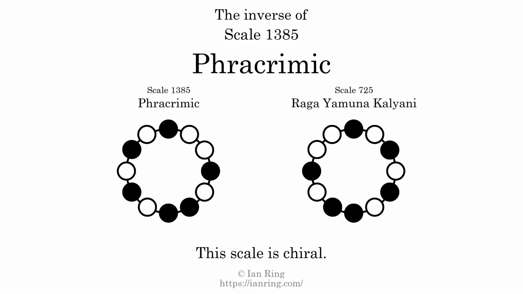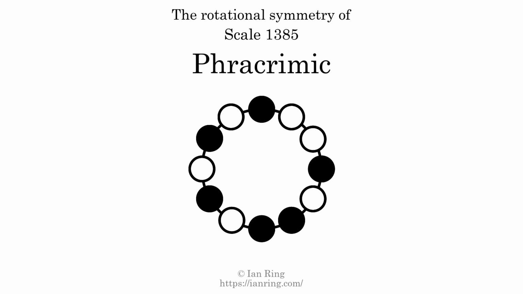The inverse of a scale is a mirror image. It is what you get when the sequence of intervals is reversed. The inverse of this scale is scale 725, also known as Raga Yamuna Kalyani. This scale is chiral. It cannot transform into its inverse by rotational transformation. This scale has no rotational symmetry.